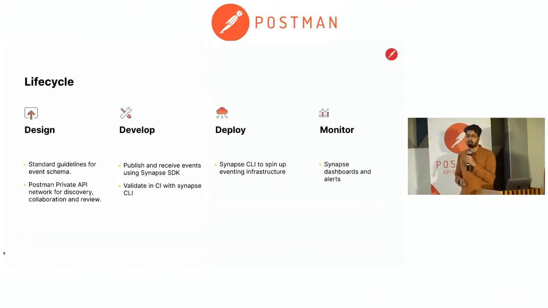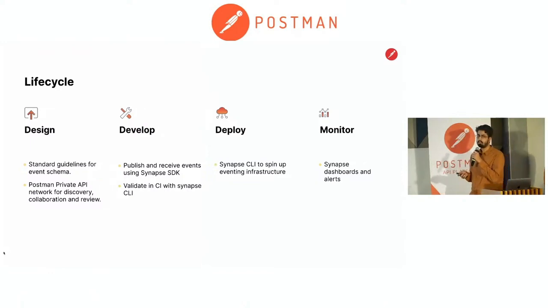Let's look at the developer lifecycle with AsyncAPIs. For design, we have standard guidelines for event design and writing AsyncAPIs. Our teams create AsyncAPI drafts on Postman's private API network for collaboration and review by other members of the team, and publish the APIs. Subscribers can also use Postman's private API network for discovery and choosing events to subscribe to. For the develop phase, we have the Synapse SDK, which understands the AsyncAPI schema and provides APIs for sending and receiving events.